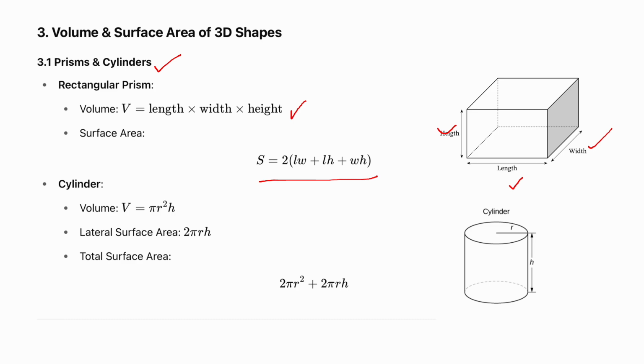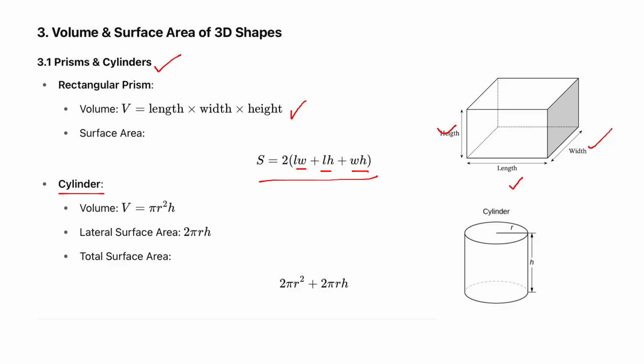The surface area will be 2 times (length times width, length times height, and width times height), and you just add all these things together, you get the total surface area of a rectangular prism. Next up is the cylinder.